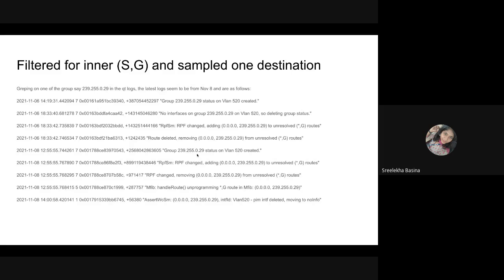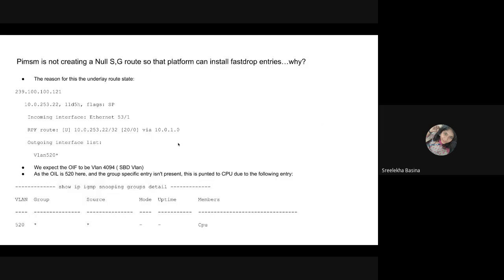There's just traffic that is incoming, but there is no group creation or route change or anything of that sort happening. So from this it is clear that there are no route changes or any mroute programming that has happened recently. Now we suspect that the PIM-SM did not create a null SG route.